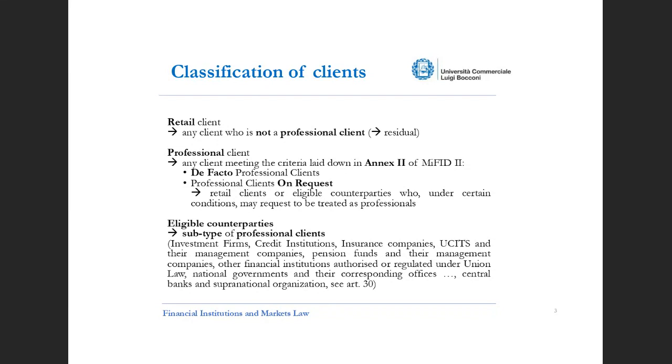They include, as you see on the slide, financial institutions such as investment firms, banks, insurance companies, asset management companies, and supervised entities that provide financial services on a professional basis. So you can say that eligible counterparties are a subtype of professional clients.